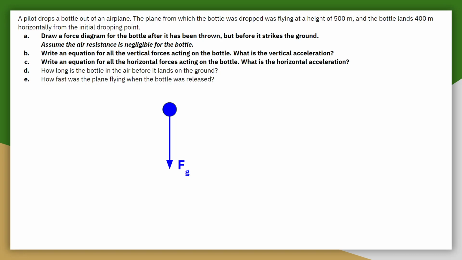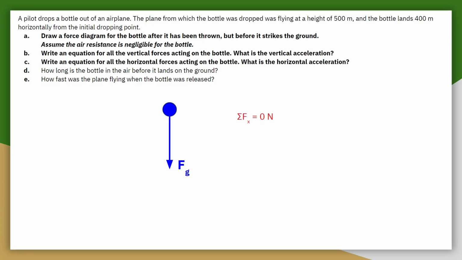However, we are told that the air resistance is negligible for the bottle. What that means is there are no other relevant forces acting on the bottle other than the interaction between the Earth's gravitational field and the bottle itself. So this is our force diagram for the bottle while it is behaving as a projectile.